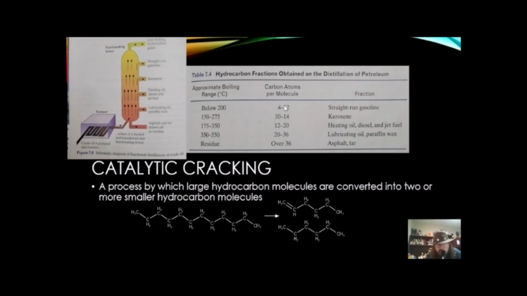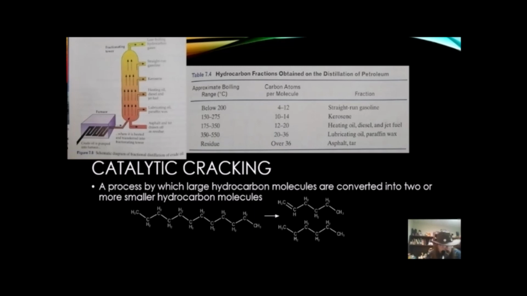Gasoline has a boiling range of carbon 4 to 12, and it boils below 200 degrees. There's our straight run gasoline. Kerosene, which is the next level up, carbon 10 to 14, boils at about between 150 and 275. Then heating oils, anywhere between carbon 12 and carbon 20, boil between 175 and 350. So these are going to get a little mixed together. Then lubricating oil and paraffin wax, carbon 20 and above, somewhere between 350 and 550. And the residue doesn't really boil. It's just left over. It's the heavy carbons.